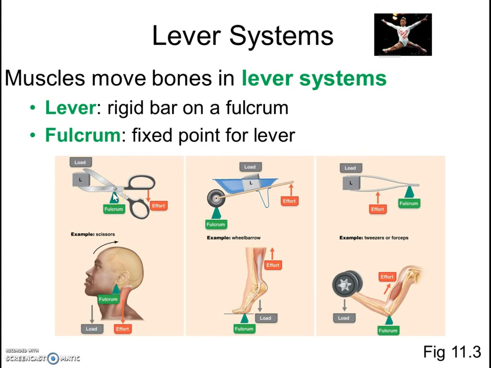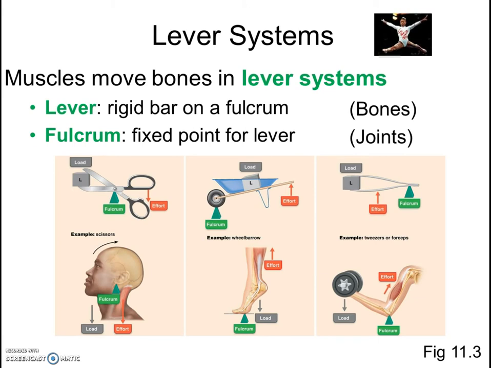When it comes to talking about muscles and bones, the bones, of course, are the hard, rigid bars, so they're the levers. The fulcrum, which is the fixed point for the lever, those are your joints. So basically the bones are going to move around the joint, and that makes sense. For instance, your humerus is going to move around the shoulder joint with your scapula, or the femur is going to move around the hip joint with your pelvic girdle.